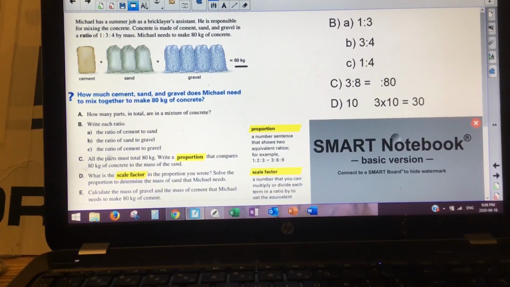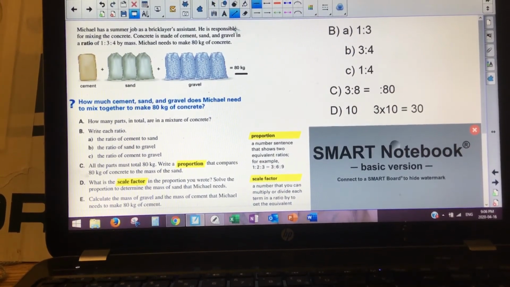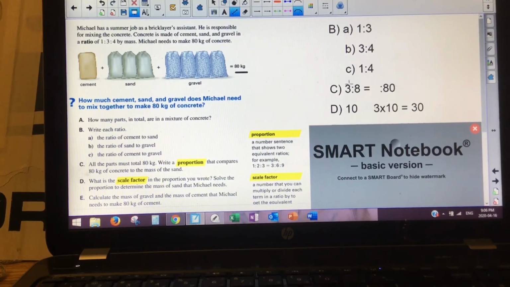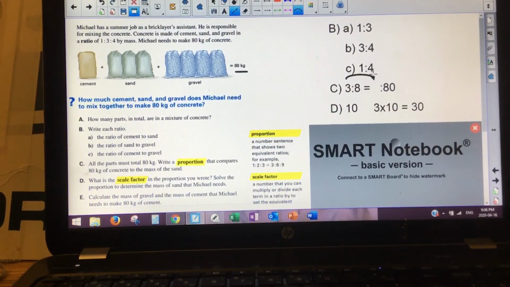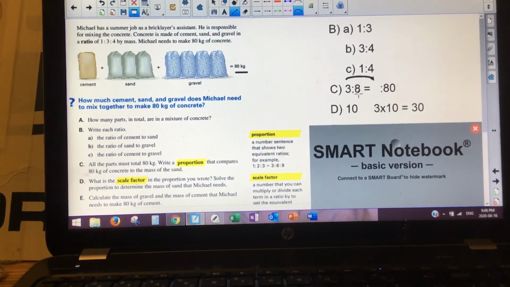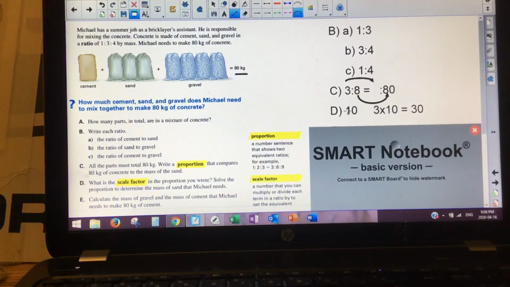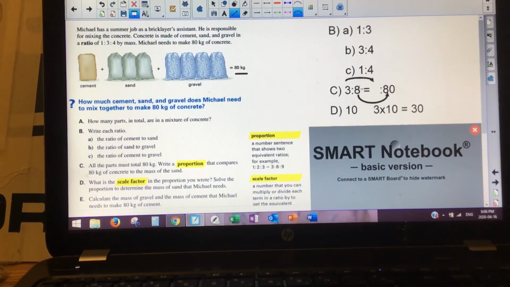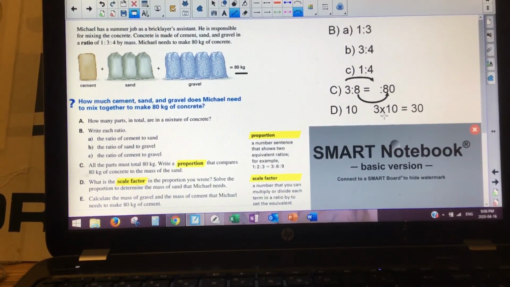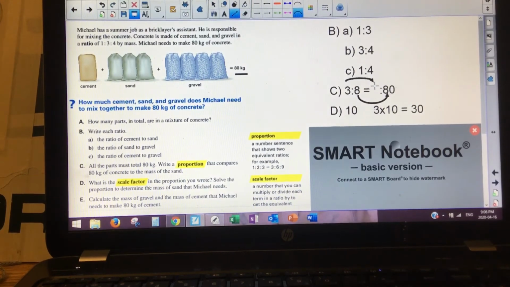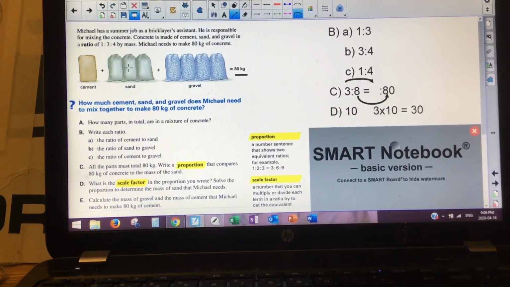So part D, you do the same thing in terms of the arrow. Okay, 3 has a relationship with the blank, and 8 has the relationship with my 80. How do I get from 8 to 80? I multiply by 10. So what do I do with my 3? I also multiply by 10. Okay, so if I have 80 kilograms of concrete, I would need 30 kilograms of sand.